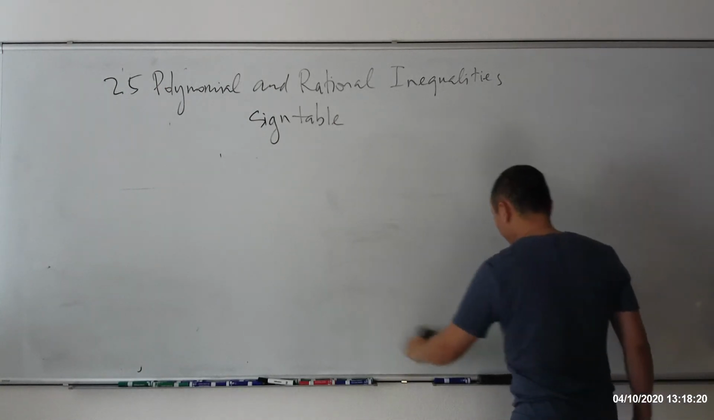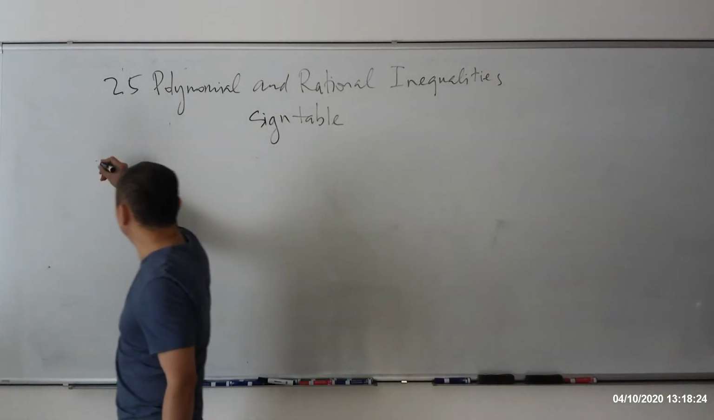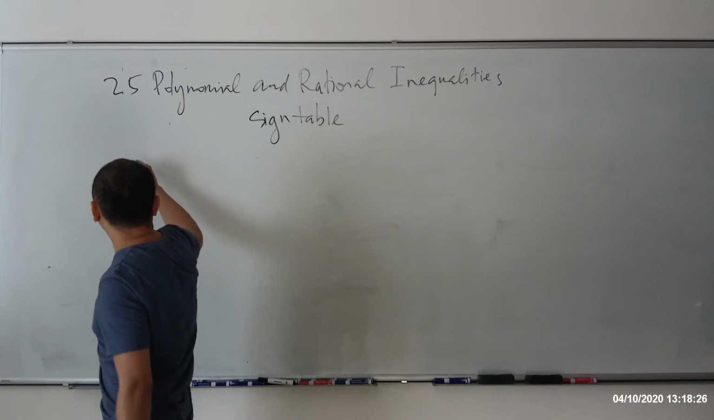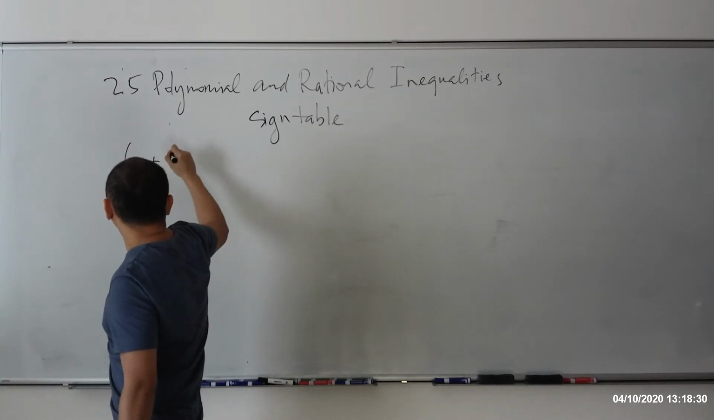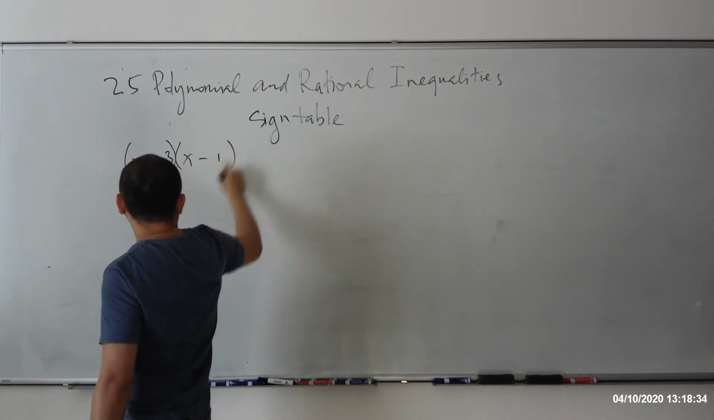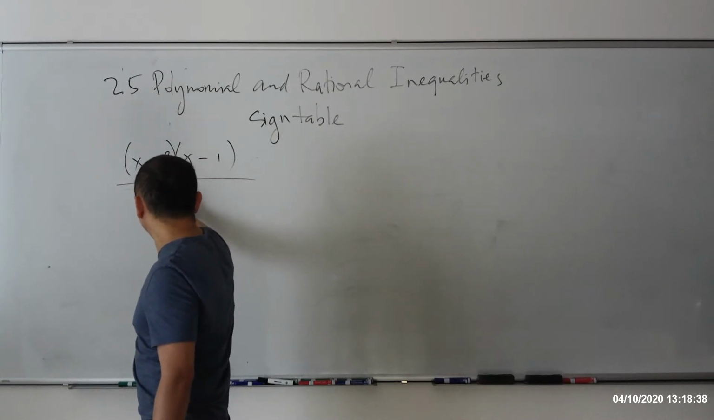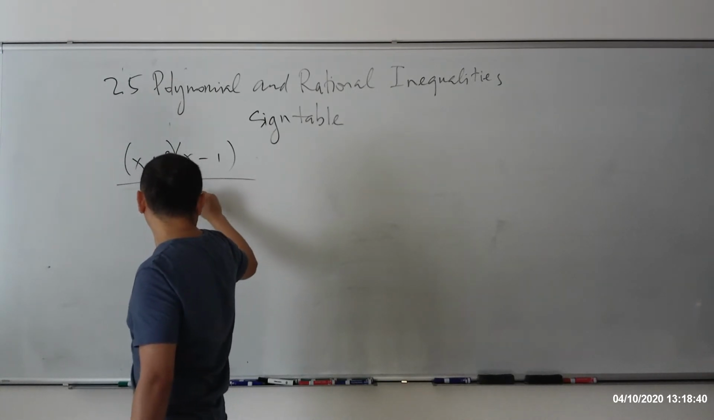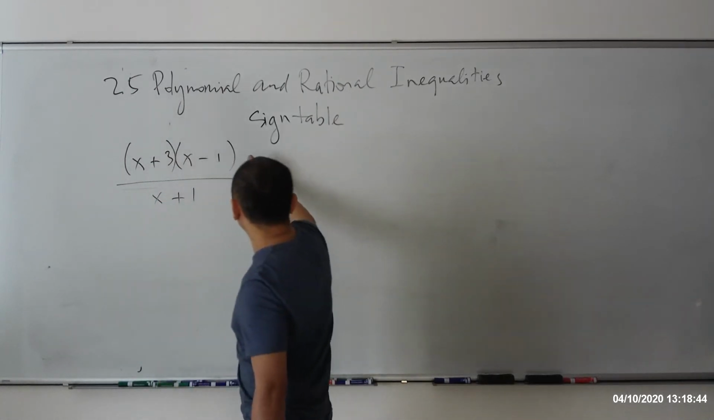This time I'm going to give you an example of a rational inequality. Let me just factor it out: (x + 3)(x - 1) over (x + 1) is greater than 0.